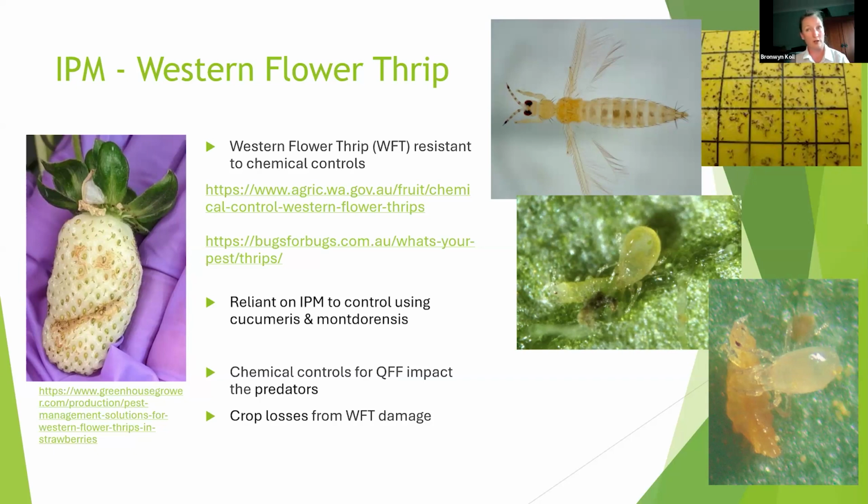So if Queensland fruit fly was to come in, once again, like that two-spotted mite situation, if a chemical was used in a broad spectrum way to try and kill Queensland fruit fly in and around a fruit crop, quite likely the bugs that we use to control the Western flower thrip pest would die off. And this means that there would be crop losses from the Western flower thrip damage, particularly in strawberries. So we don't, again, want to come in and try and control one problem and cause another problem with pest management. We need a smarter strategy.